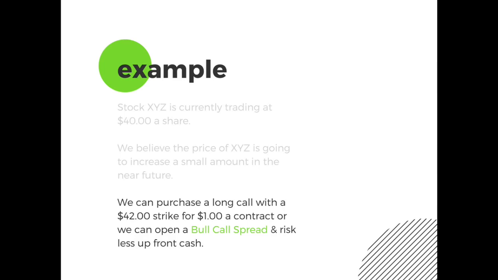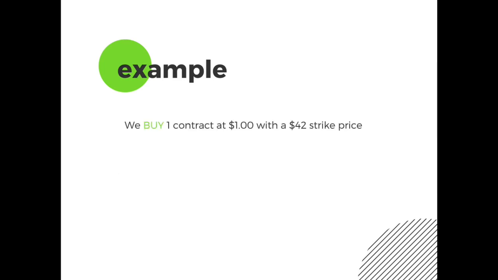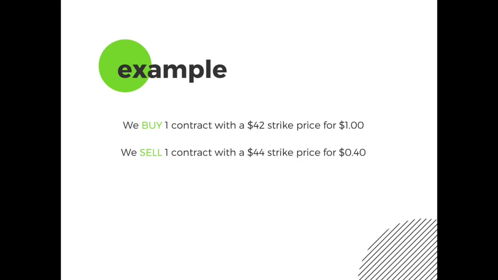Again, since we believe there's going to be a moderate increase in price, it might not be a bad idea to have defined profits in this trade and limit our risk. So how do we do this? Well, first, we're going to buy one contract at $1 with a $42 strike price. We're then going to sell one contract for 40 cents with a $44 strike price.